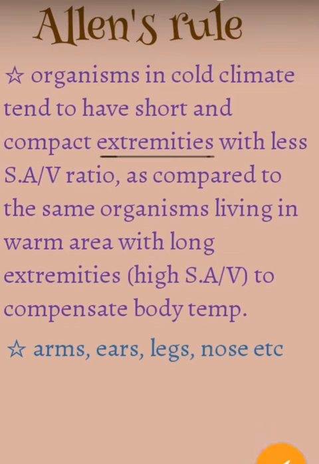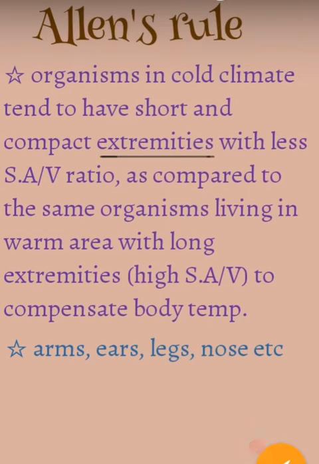So the next rule is Allen's rule. In this rule, we'll talk about the organisms that live in cold climate. They will have short and compact extremities. Extremities are your arms, legs, nose and ears, etc. In cold climate, the short and compact extremities will have a low surface area to volume ratio. The climatic conditions are cold, so they need to conserve more and more heat.